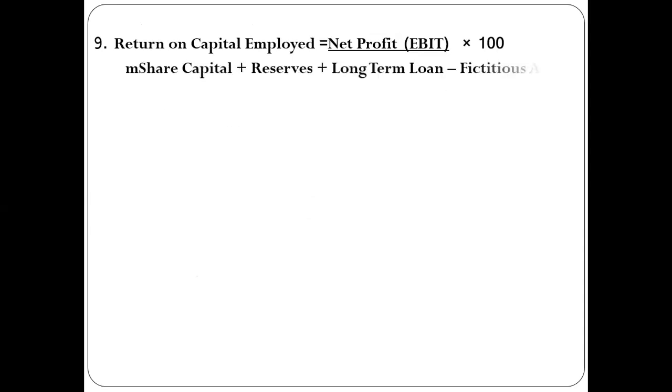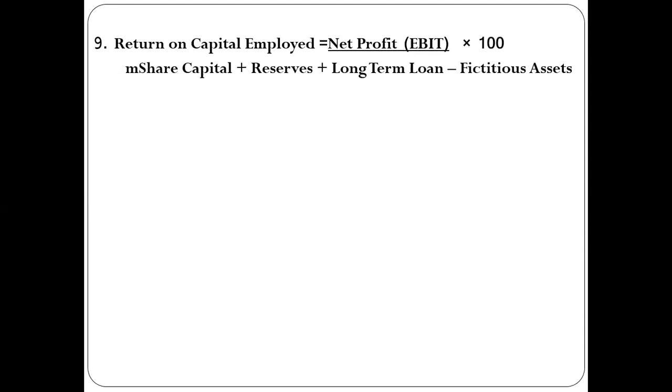The next ratio is return on capital employed. Return on capital employed is equal to net profit, which net profit? EBIT, earning before interest and tax, divided by share capital plus reserves plus long-term loan minus fictitious asset into 100. Here we have to find out the net profit, that is earning before interest and tax, because we have the net profit after interest, not before tax, right? Because we have already deducted the tax.